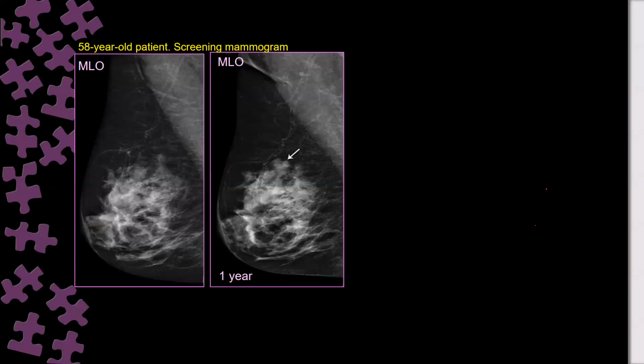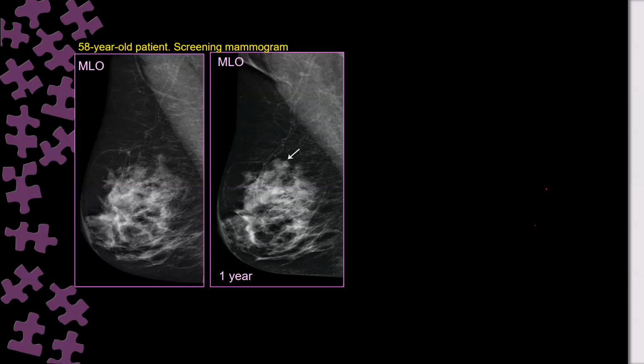Let us take examples. This is MLO and this is MLO after one year. This is a screening mammogram, so this is an asymmetry. Developing asymmetry, because it was not seen before. Now it is a developing asymmetry, seen only on the MLO, not seen on the CC. So I want to make sure, is it real or not? I will go for spot magnification.